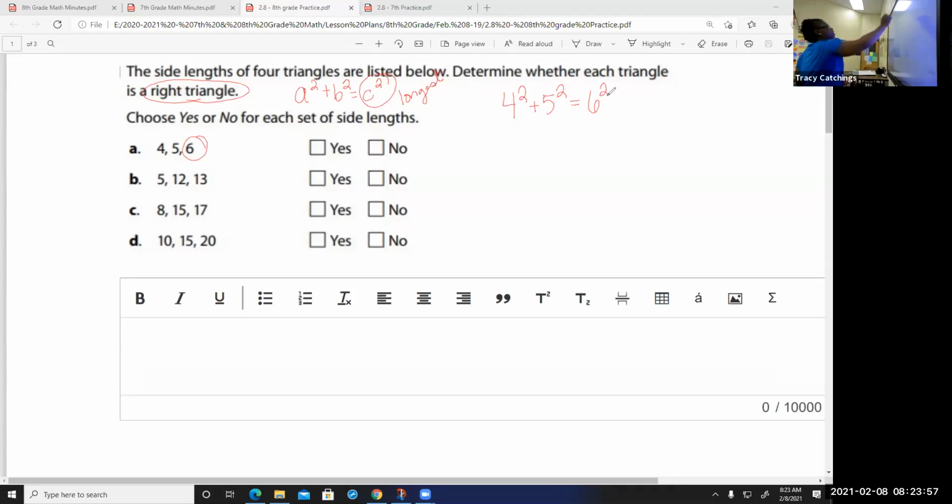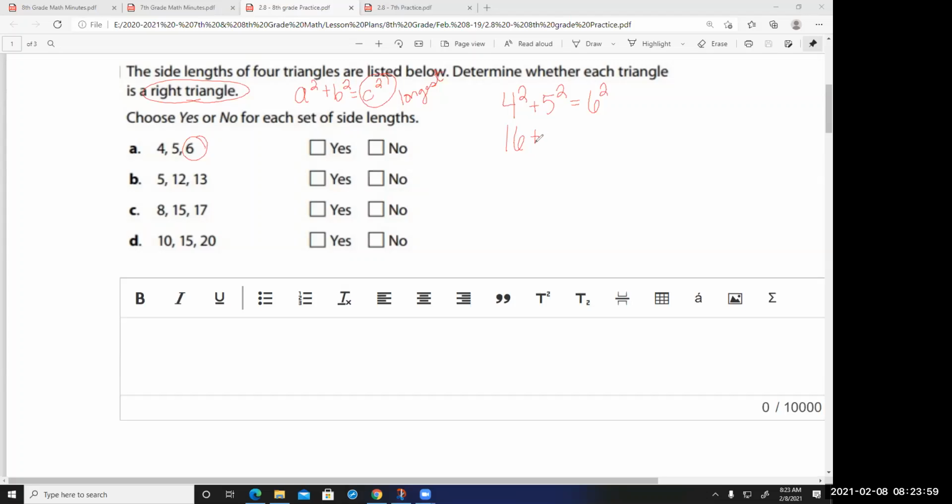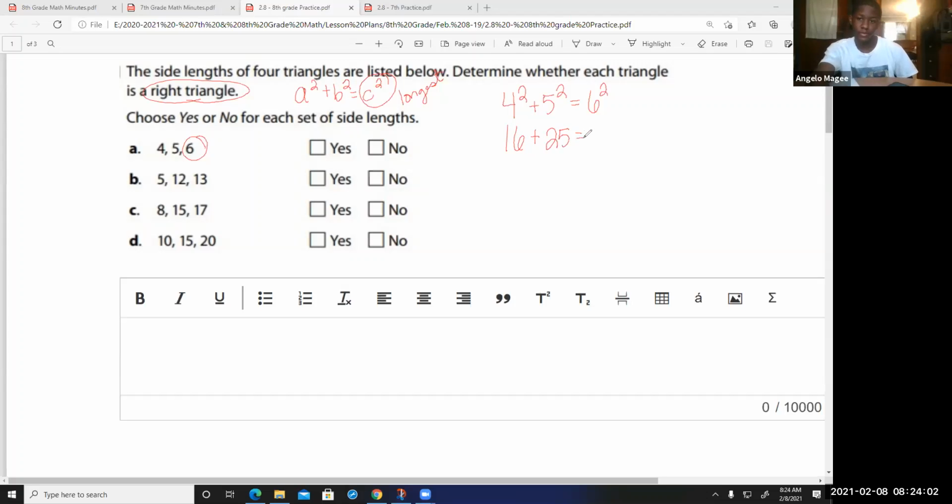16. 5 squared. 25. 6 squared. 36. 16 plus 25. 41. Is 41 the same as 36? No. So will that be a right triangle? No. Only if it works.